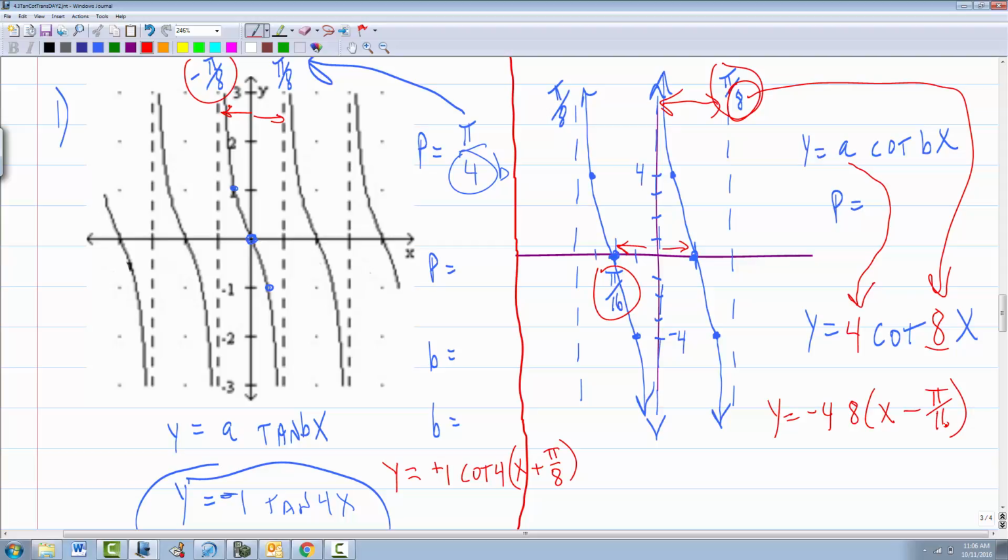16, right? These are equivalent graphs, believe it or not. I could do this forever.